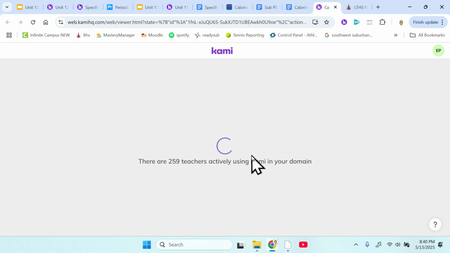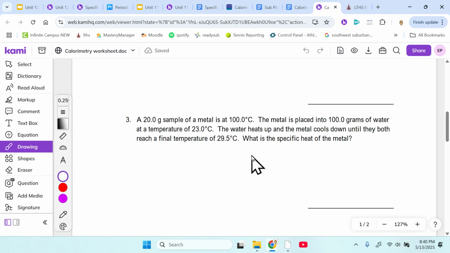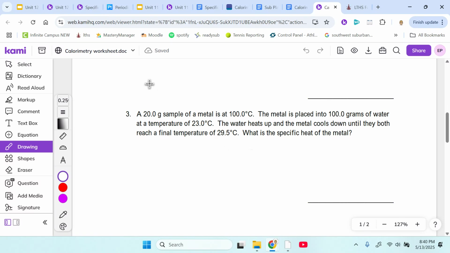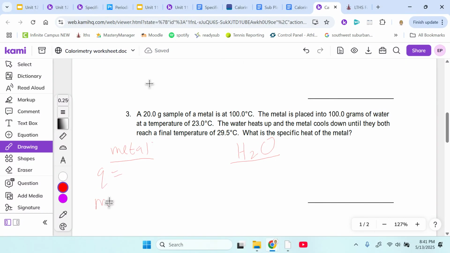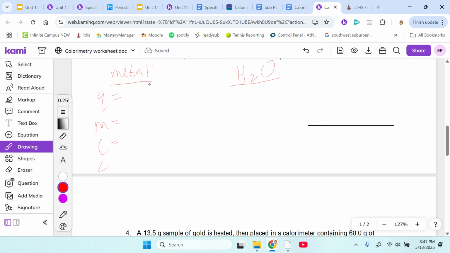Actually, not number 1, but let's do the last one on the front page, which is number 3. A 20-gram sample of metal is at 100 Celsius. The metal is placed into water at a temperature of 23. The water heats up and the metal cools down. They both reach 29.5. What's the specific heat of the metal? Again, what you guys will be interested in doing is doing the metal on the left and the water on the right. Q equals, M equals, C equals, delta T equals for both the water and the metal. We're still going to be solving for the C of the metal.